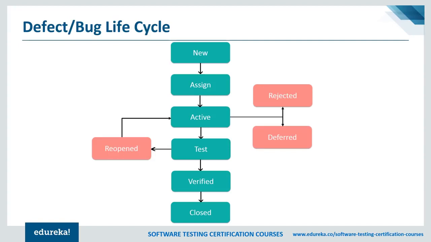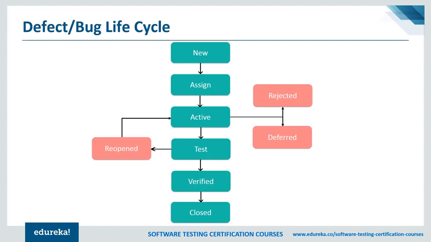Next, active or open. At this state, the developer has started analyzing and working on the defect fix. And when the developer makes necessary code changes and verifies the changes, he or she can make the bug status as fixed and the bug is passed to the testing team. So at this stage, the tester does the testing of the changed code which the developer has given to him to check whether the defect has got fixed or not.